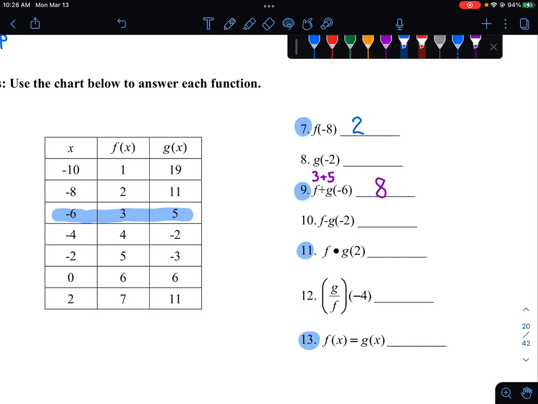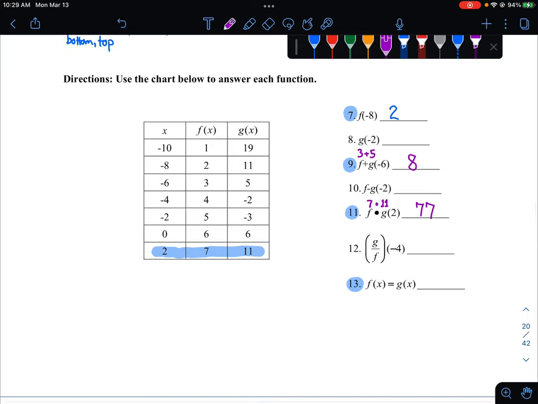I'm going to do the same thing for the next problem, number 11. They want f times g of 2, so I go down to 2, and I see that f of x is at 7, and g of x is at 11, and you're going to multiply those two numbers together, and you're going to get 77.